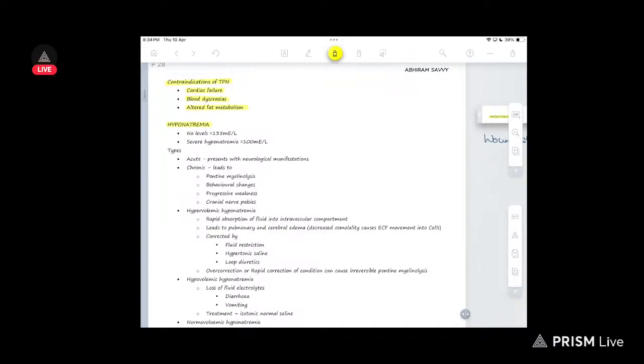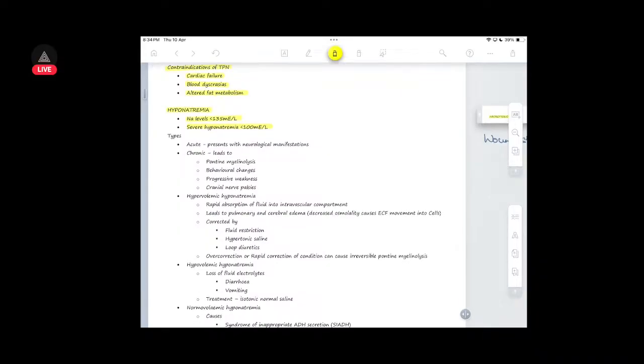And we move on to hyponatremia, where the sodium level is less than 135 milliequivalents per liter, and severe hyponatremia may be seen where it is less than 100 milliequivalents per liter.